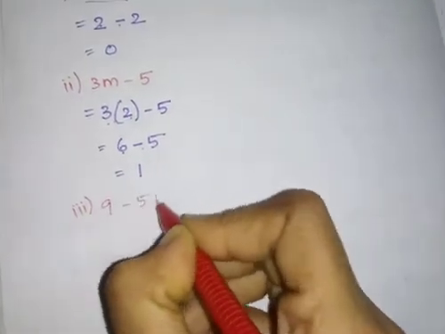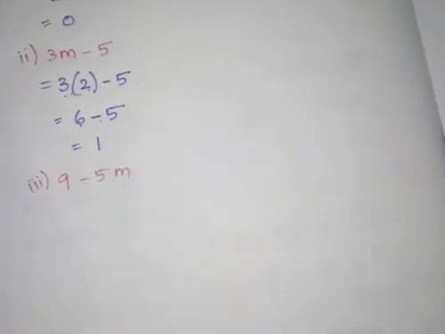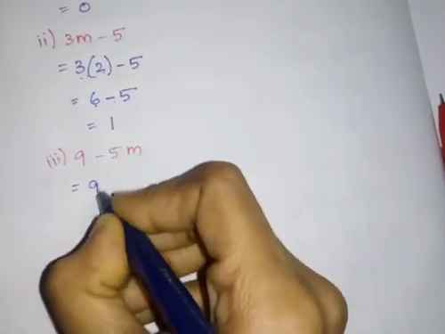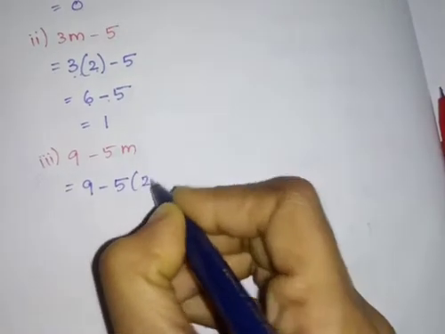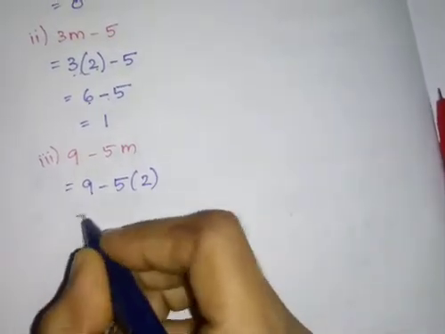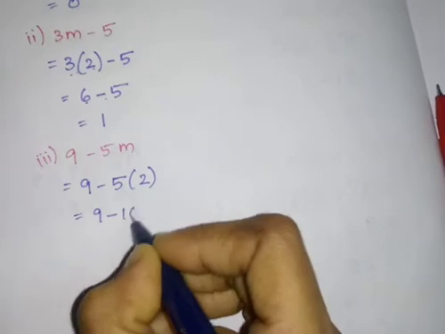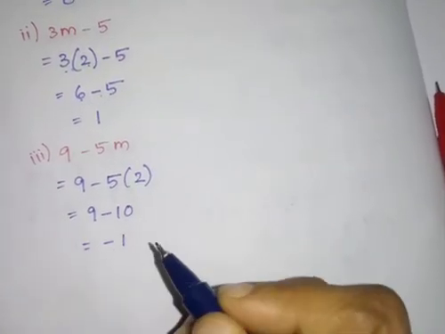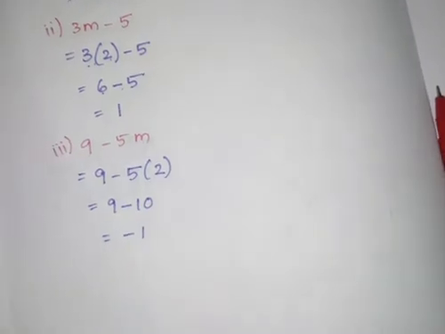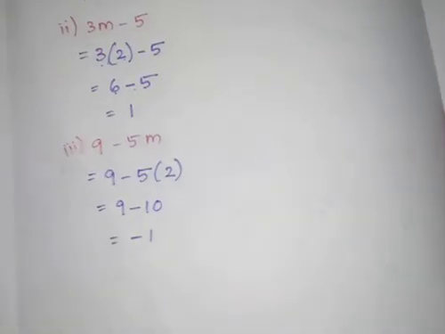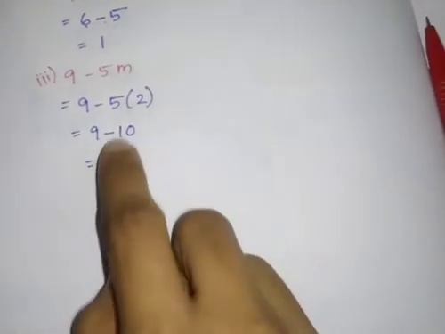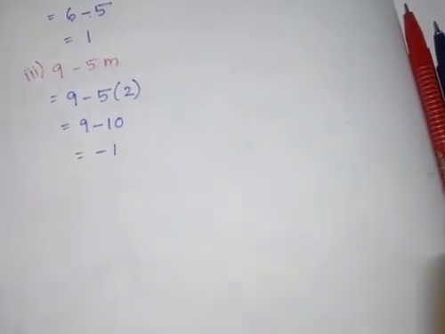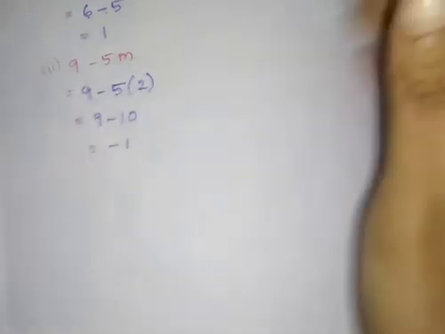Next, third problem, 9 minus 5m. Just substituting here, 9 minus 5 into 2. The m value is 2, right? So 9 minus 5 2s, which is 10. 9 minus 10 is nothing but minus 1. Because the greater number is 10, what is the sign of the greater number? Minus. So the answer is minus 1. Next, fourth problem.